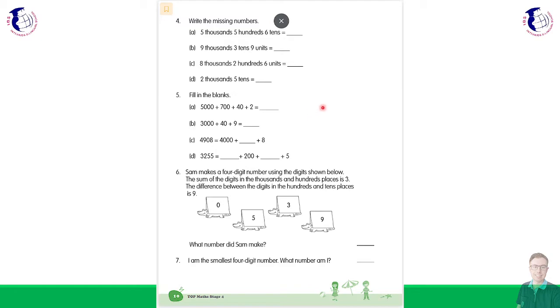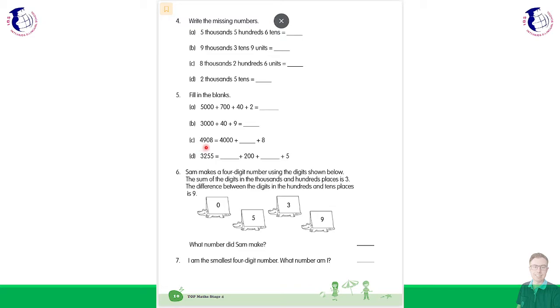If there was any regrouping, you would need to start from the units and move from right to left. In this instance it doesn't matter, but it is always good practice to do the units first and then do the tens, the hundreds and the thousands. But you can do it either way here, because there is no regrouping. Then you've got 3,000, a 40, and a 9.